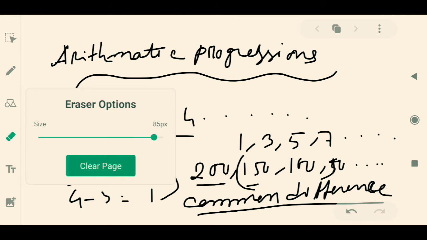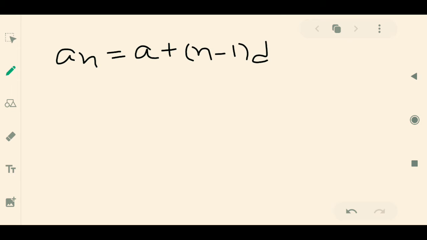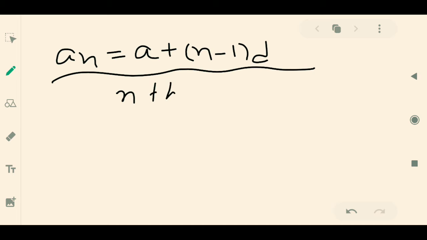And the general formula for the nth term of an AP is written like this: an equals a plus (n minus 1) into d. This is the general form, the nth term of an arithmetic progression, AP.